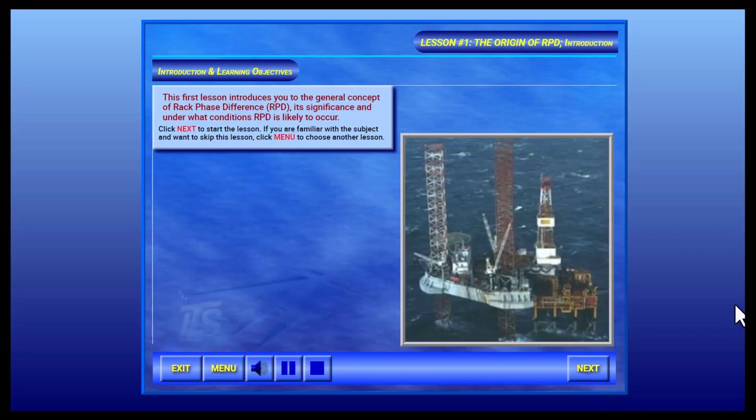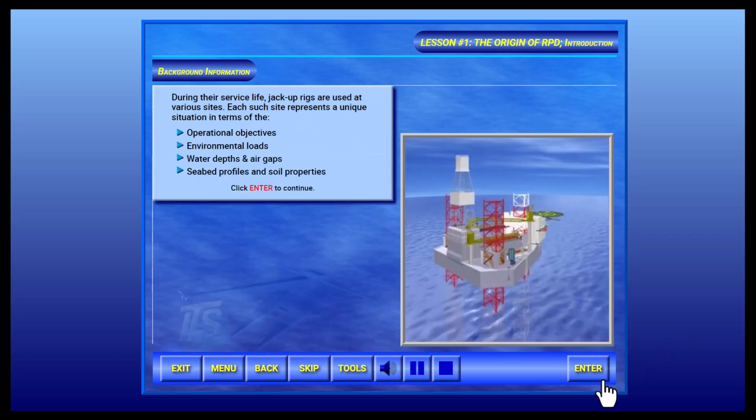This first lesson introduces you to the general concept of Rack Phase Difference, RPD, its significance, and under what conditions RPD is likely to occur. During their service life, jackup rigs are used at various sites. Each such site represents a unique situation in terms of the operational objectives, environmental loads, water depths and air gaps, and seabed profiles and soil properties.